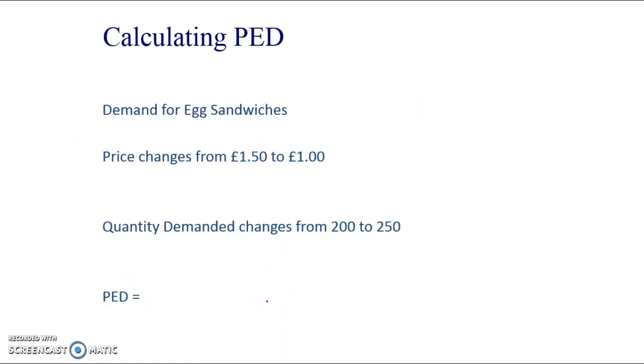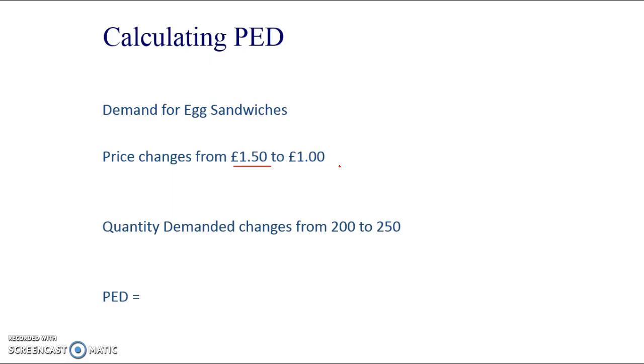So I absolutely love egg sandwiches, so I'm going to base my example around egg sandwiches. We're going to imagine that the price changes from £1.50 to £1, and as a result of that, the quantity demanded changes from 200 to 250. If we look at that, it's very logical, because we know that demand is downward sloping. When we get a decrease in the price, we should get an increase in quantity demanded. But the question is, by how much? How sensitive is that quantity demanded?